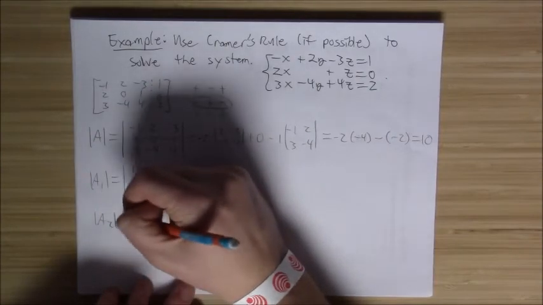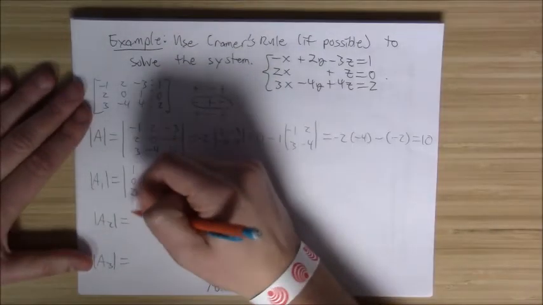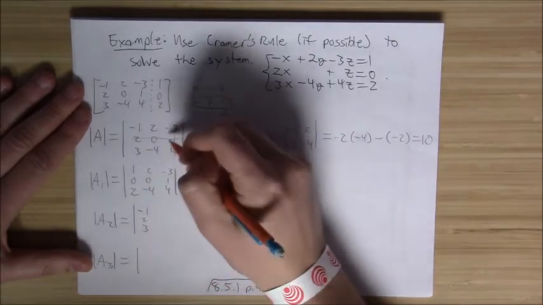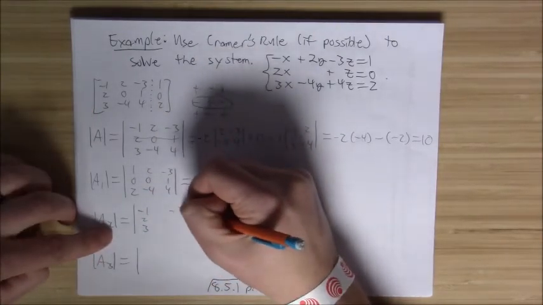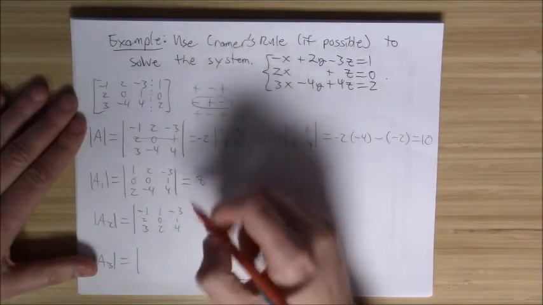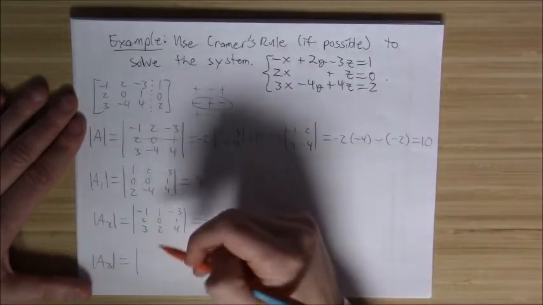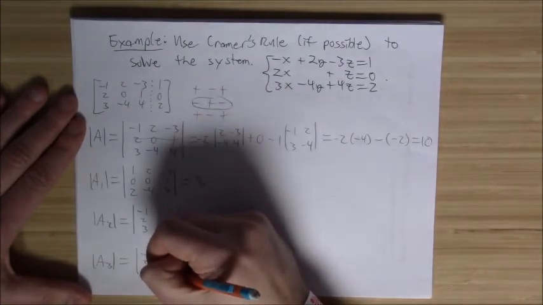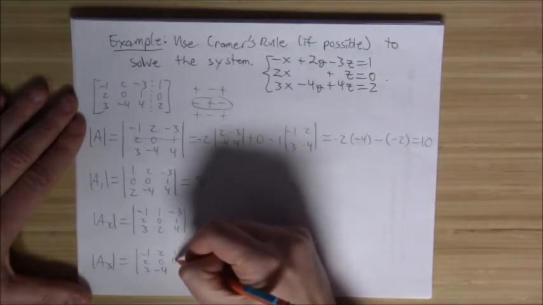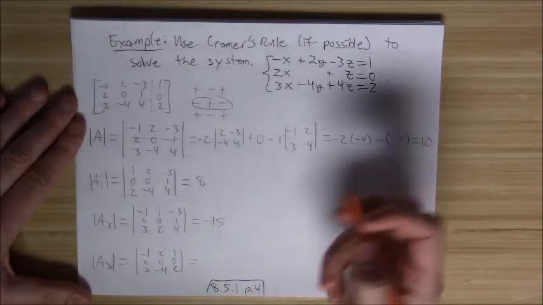I'm just writing them out at this point. And then A2. Here, again, we write in everything except for the second column, and the second column we replace with 1, 0, 2, the constants. If we go through and we do that, we'll end up with negative 15 there. And then finally for A3, we write it the same as A, except for the last column we replace with the constants. Doing so, you'll end up with negative 16.